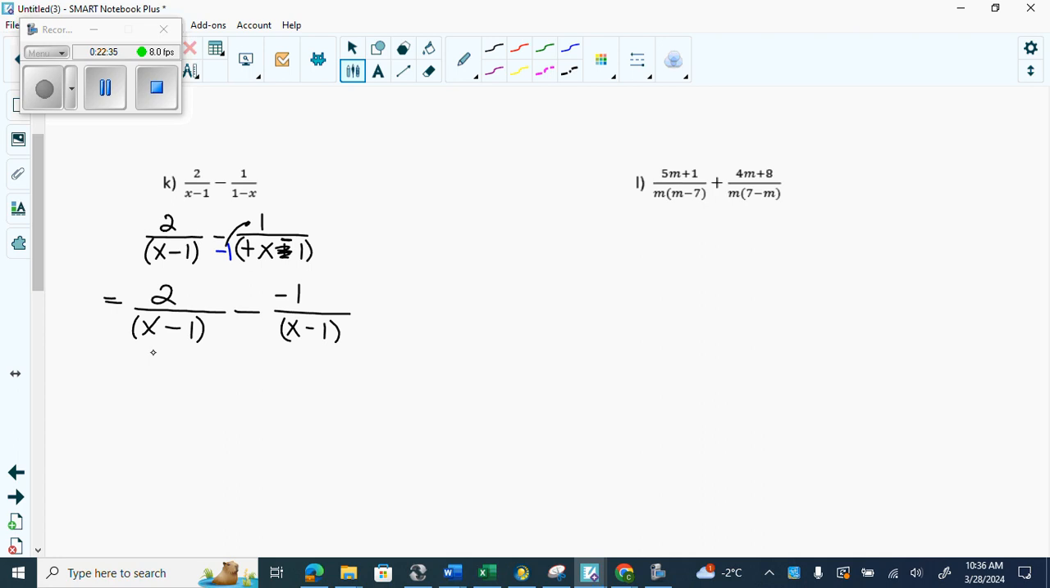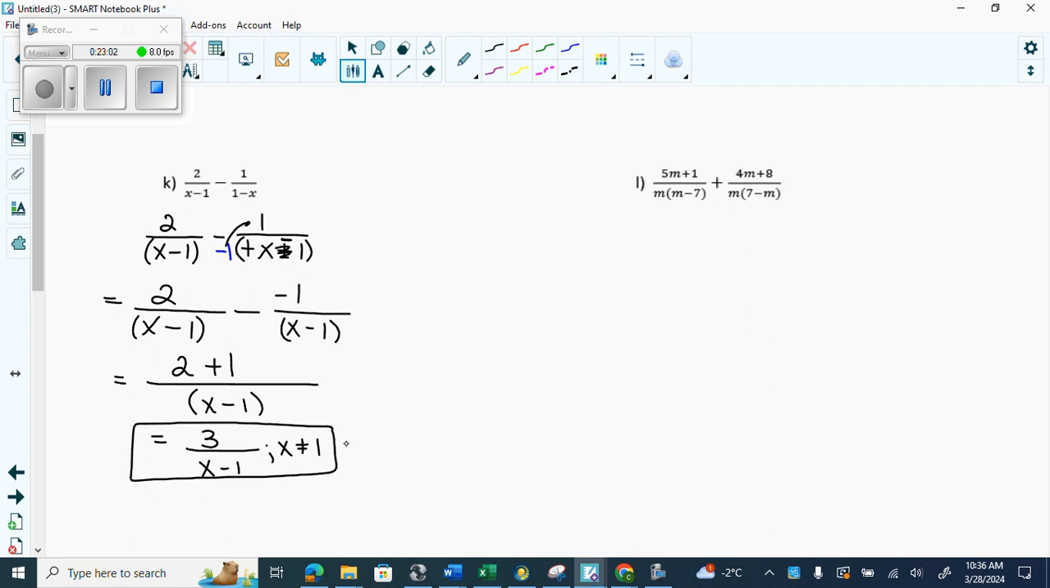Now what do I have? Common denominators. So I can write it over one denominator. And I get 2 minus a minus 1, which is actually plus 1. So I get 3 over x minus 1. X can't equal 1.